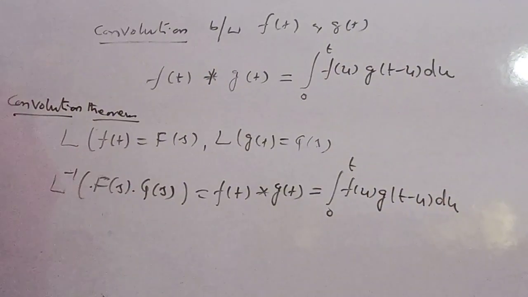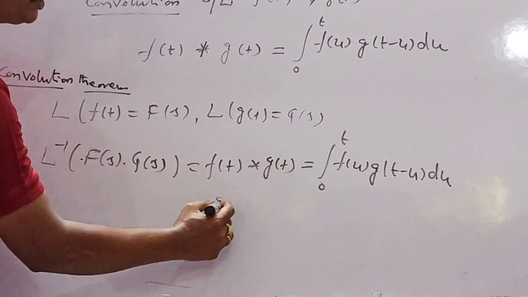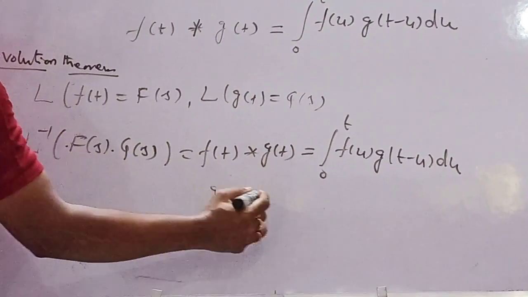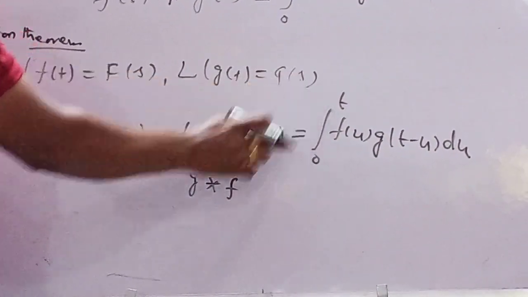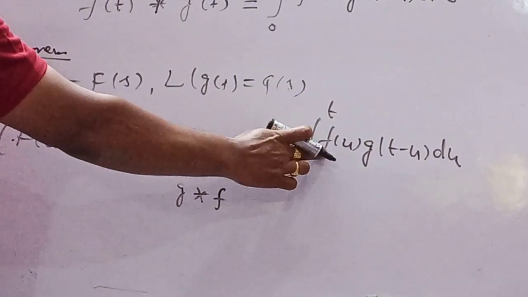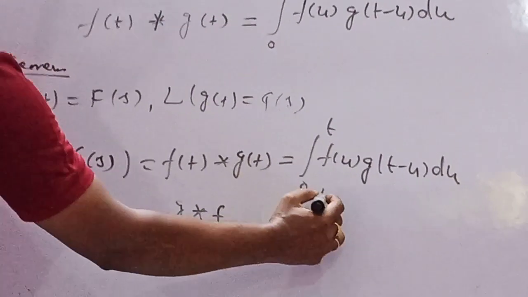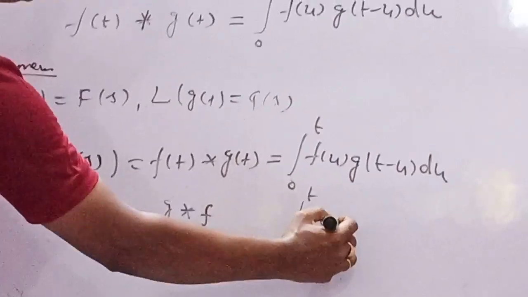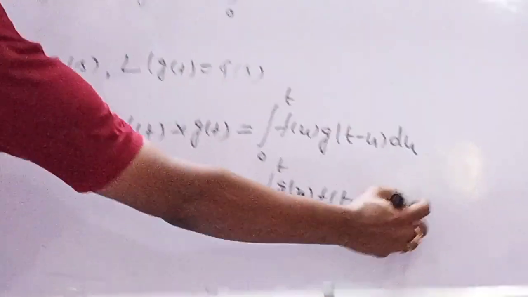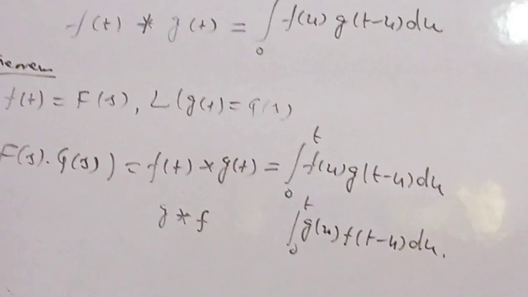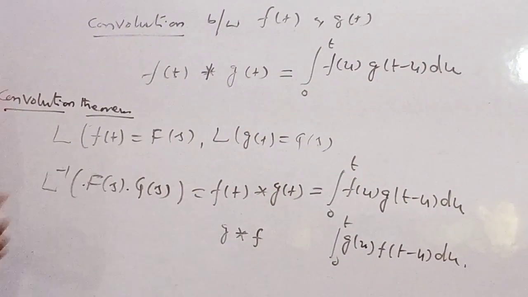Now, a property of the convolution theorem: f star g is the same as g star f. That means you can also write the integral from 0 to t of g of u f of t minus u du. So depending on the problem, you can choose f and g.